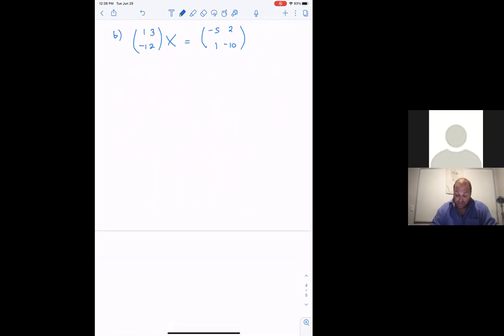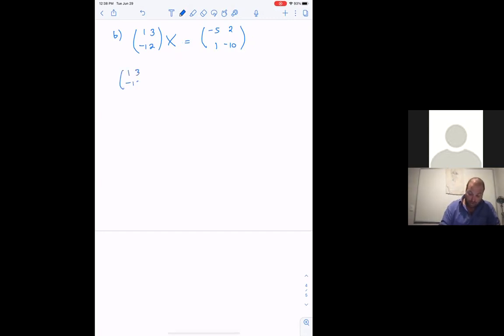Well, you can't divide by it, but you can multiply by its inverse. Now, which side are we going to multiply by the inverse? Well, you have to multiply on the left. If you put the inverse here on the right, on both sides, of course, because whatever you do to the left, you have to do to the right, you don't have the matrix 1, 3, negative 1, 2 times its inverse because they're not next to each other. You got to put it on the left.